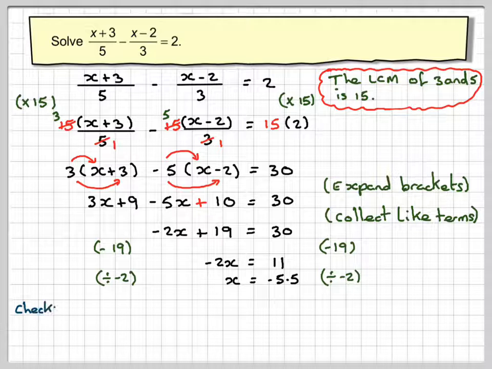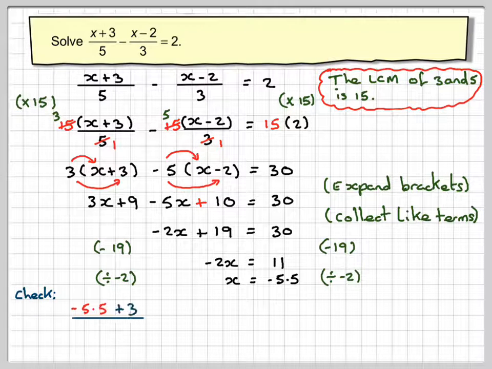Again, we can check the solution by taking the left hand side. Okay, let's just do the check again. So we've got (-5.5 + 3)/5 - (-5.5 - 2)/3, so replacing the x in this.